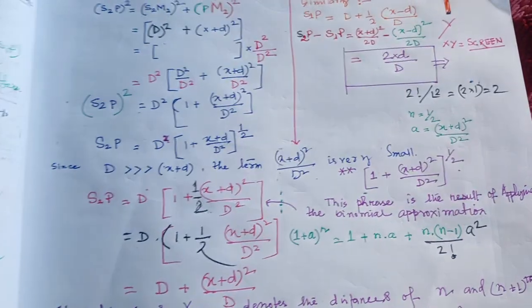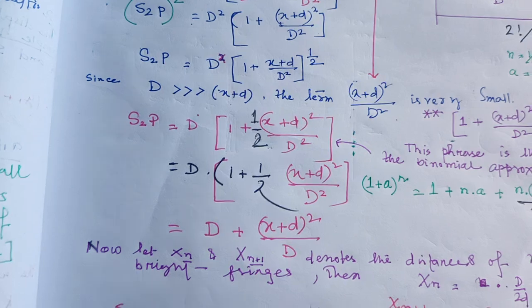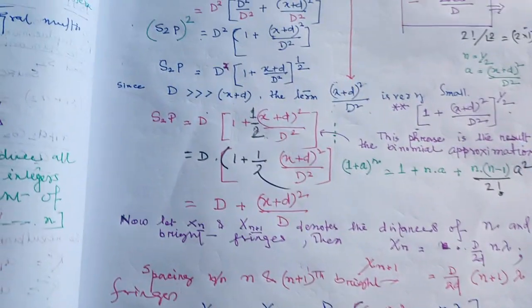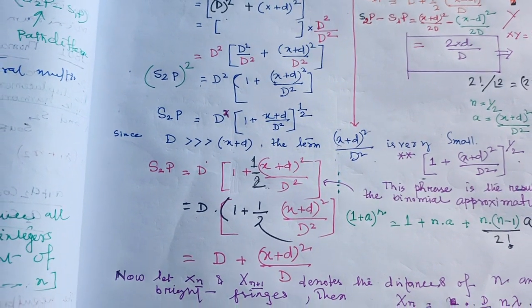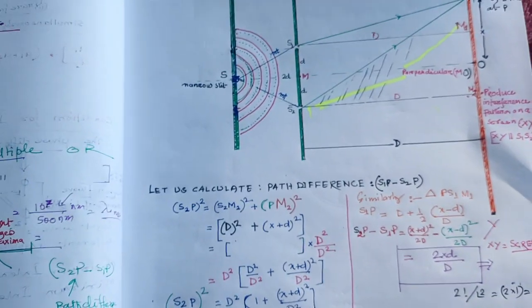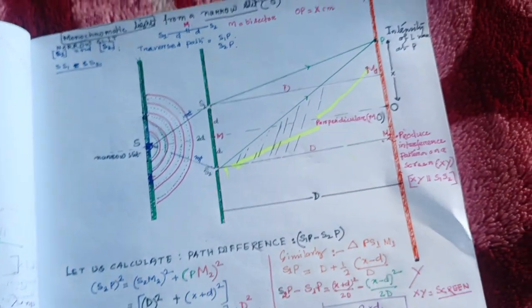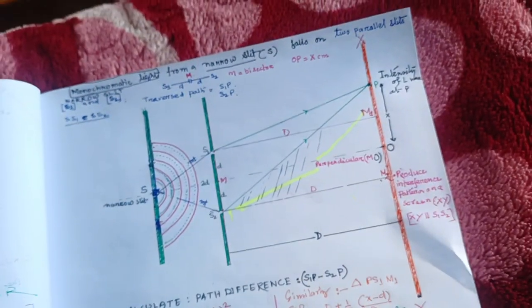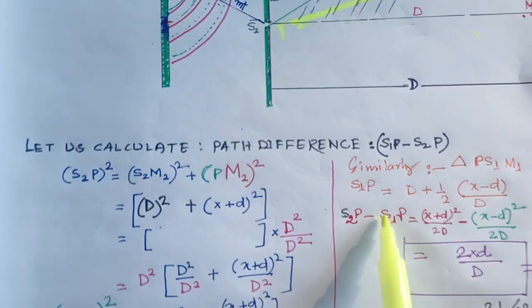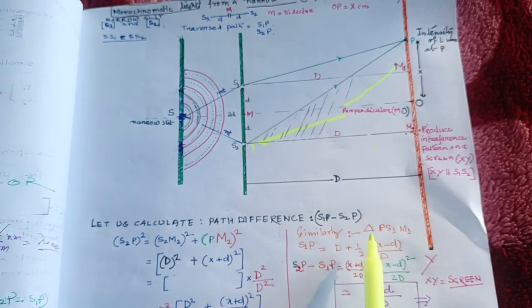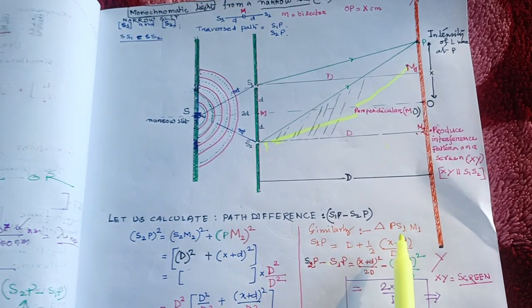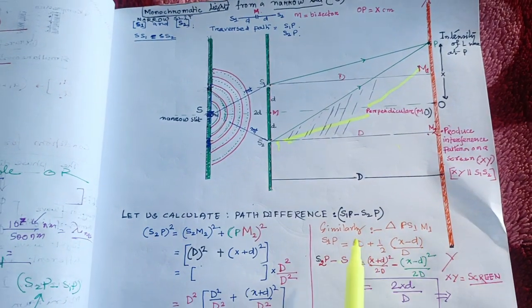So now, applying the same process of mathematics, you can easily get the same for S1P, and S1P will give you this. Similarly, from the right-angled triangle PS1M1.